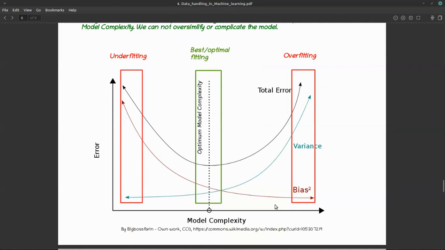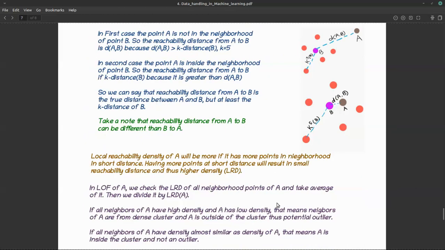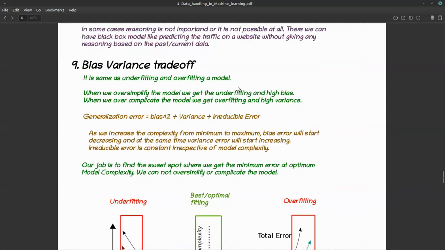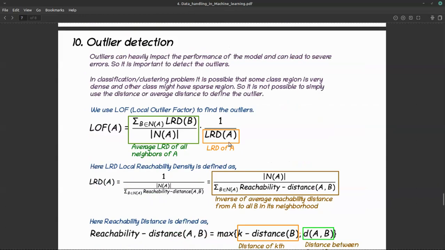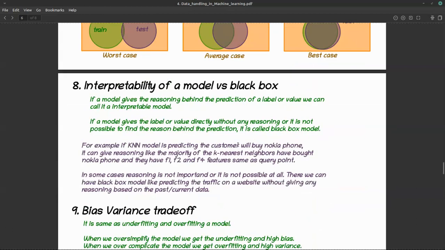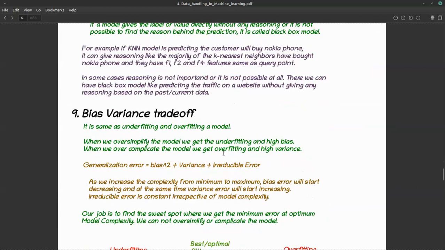Very important topic. These two topics are very important. This thing, bias variance trade-off. Yesterday, I guess we discussed this, and outlier detection. Okay, 10:30 already. Okay, we are good.